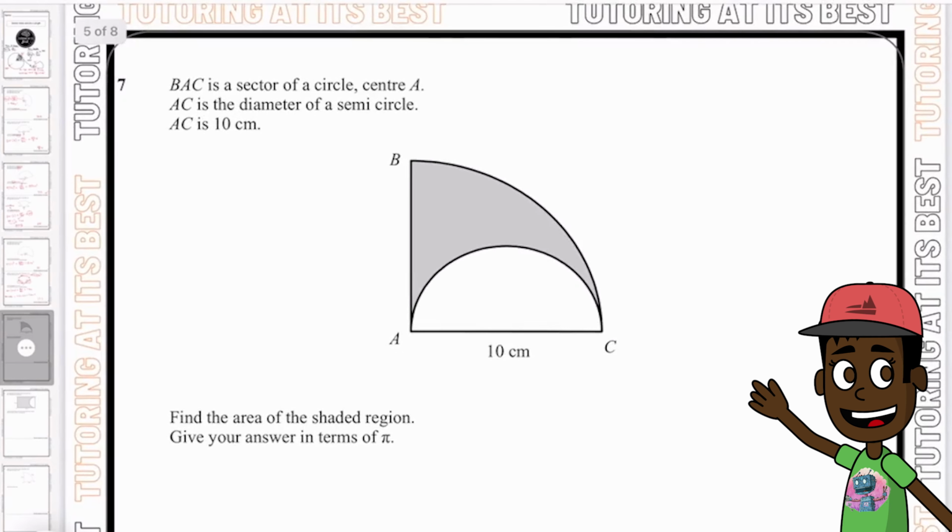Question 7. We're getting a little bit more challenging now. So let's aim to keep up the momentum.